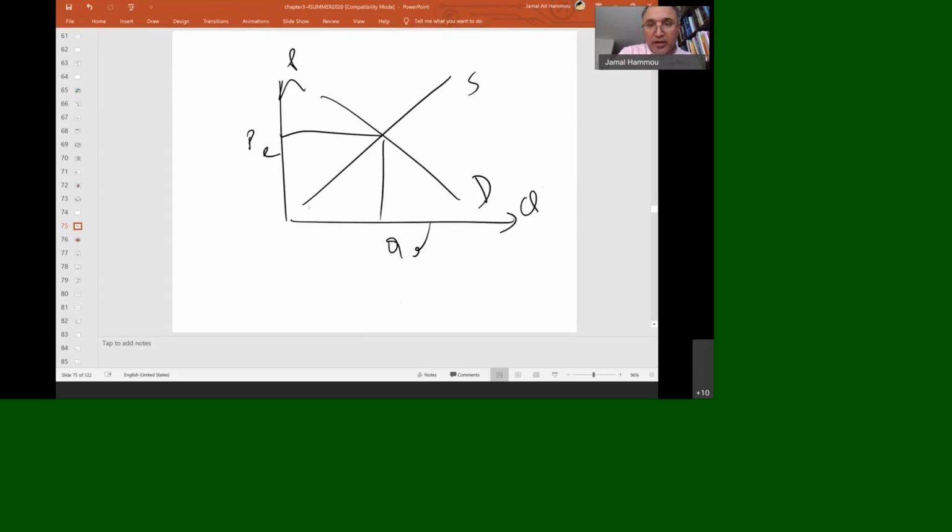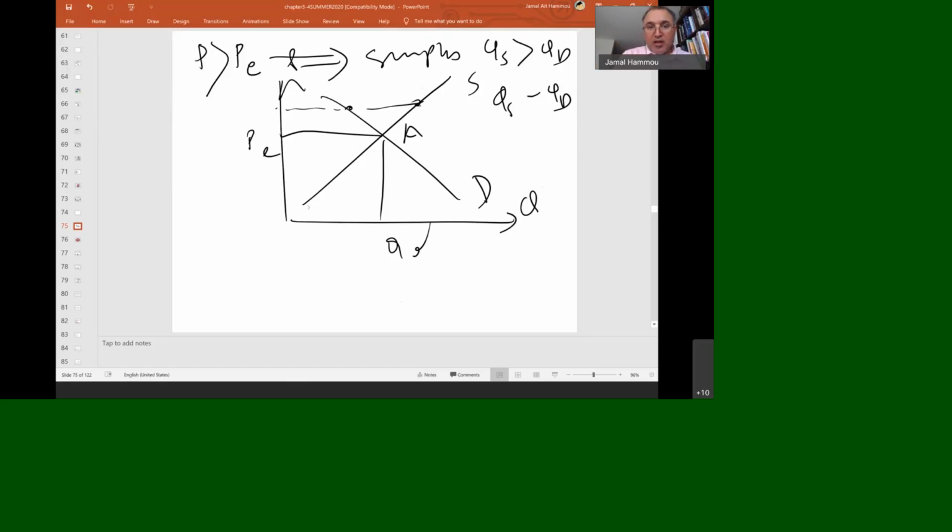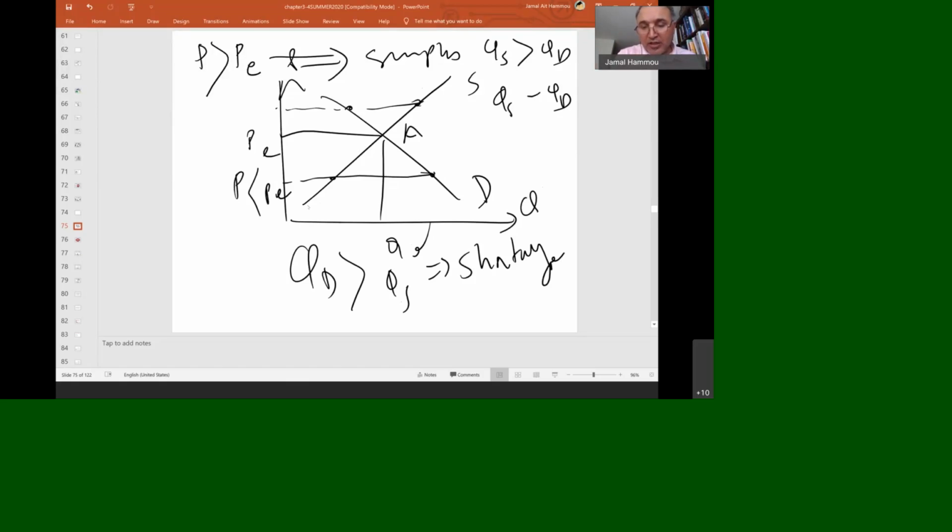QE, at the point A, the price above the equilibrium. If the price is above the equilibrium, we will have a surplus, which is QS greater than QD. And how much is the surplus? It equals QS minus QD. If the price is below the equilibrium, we'll have QD greater than QS. We call it shortage or excess of demand. How much is it? QD minus QS.